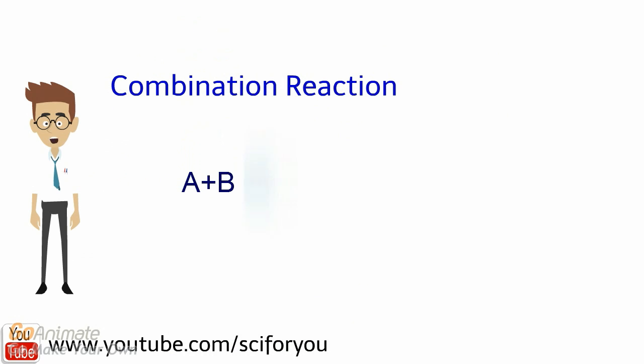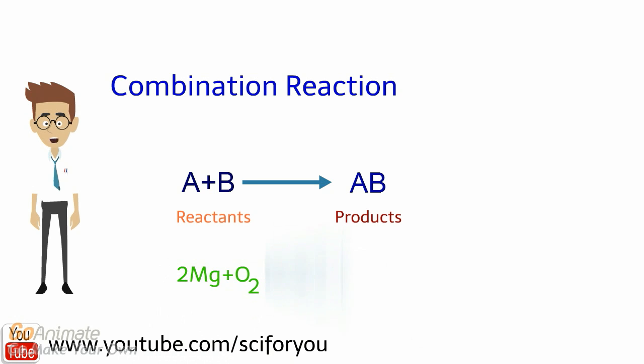Combination reactions. Combination reactions are those reactions in which two reactants combine to form one product, like in this general reaction, two reactants A and B combine to give product AB. An example of this type of reaction is the one which we have learnt earlier, the burning of magnesium ribbon in the presence of oxygen, which gives magnesium oxide.